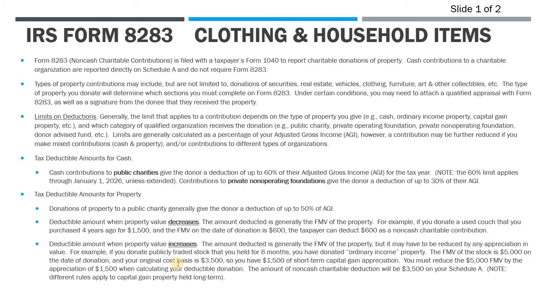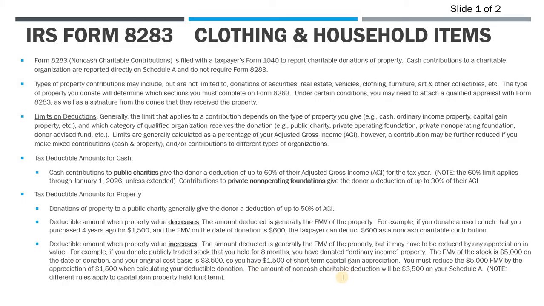Now, what happens in those rare occurrences where the value increases? This is when you have to determine whether it's ordinary income property, so short-term property, or it's long-term capital assets. So in this example, and this often happens with private foundation contributions, let's say you own stock in a publicly traded company for 8 months. The value is $5,000, but you purchased it for $3,500. So you have a $1,500 unrealized short-term capital gain.